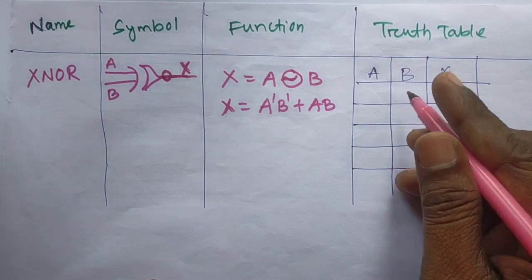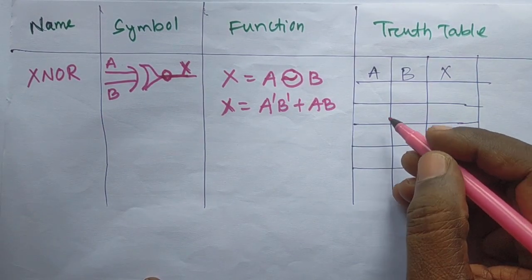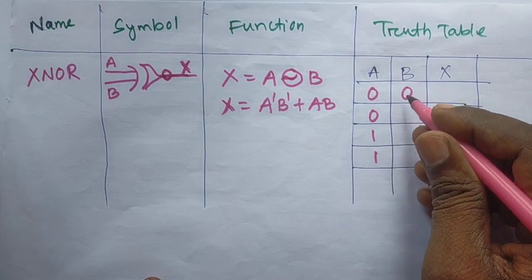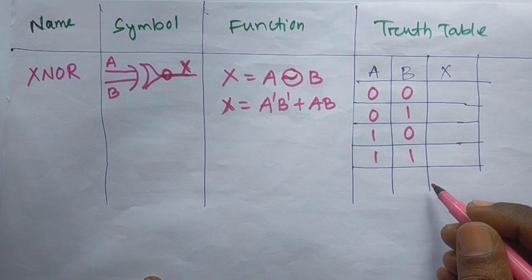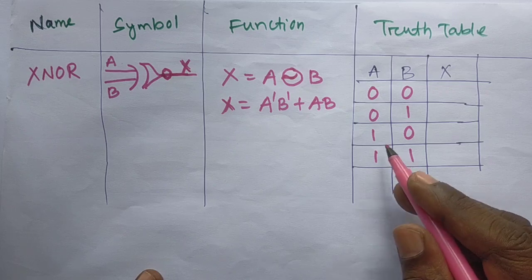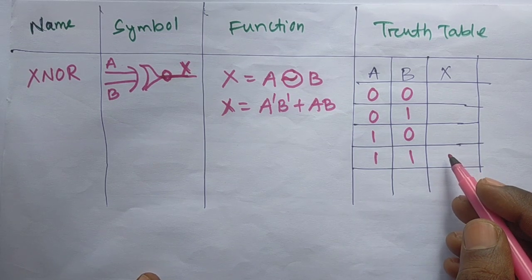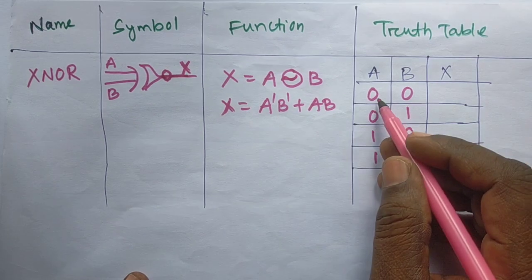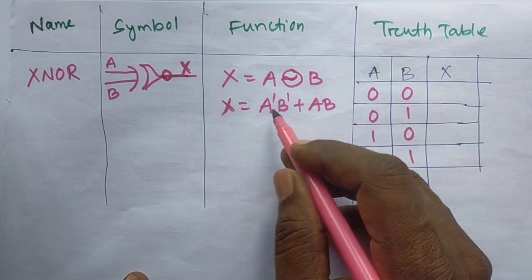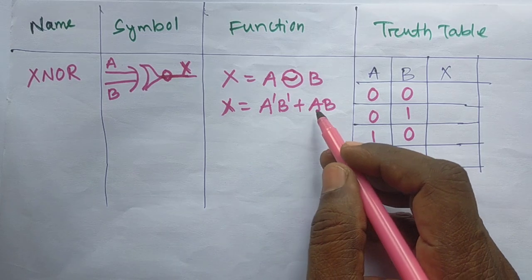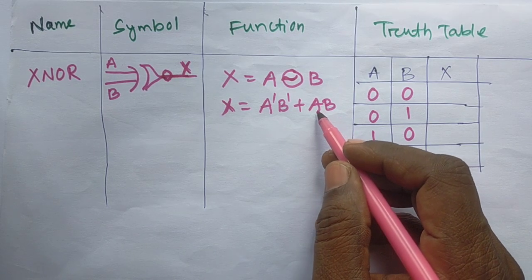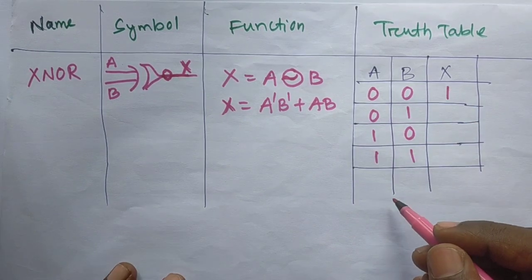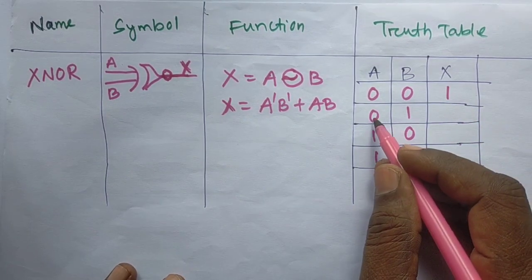Now we see the same values: 0 0, 1 1, 0 1, 0 1. You can take values like this and test it. Both are 0: 0 complement is 1, and 0 complement is 1, so 1 into 1 is 1. Here 0 into 0 is 0, so 1 plus 0 is 1. That is 1.